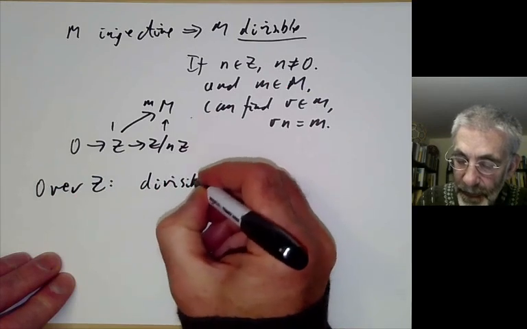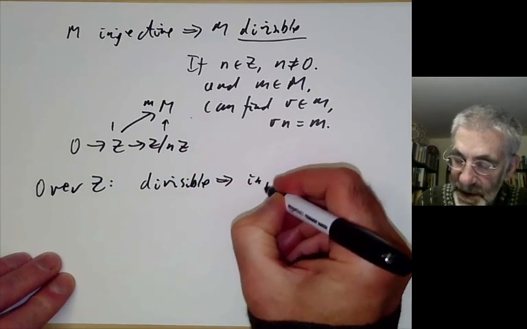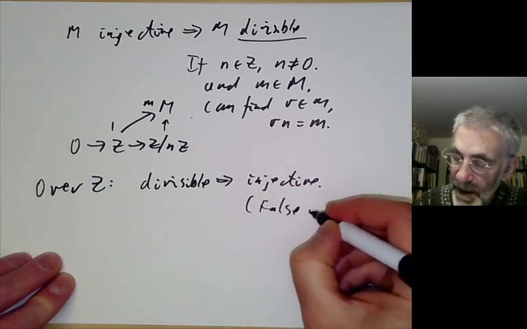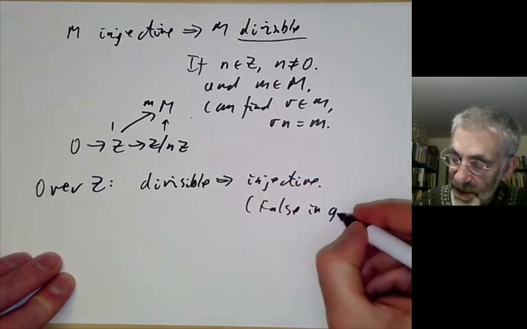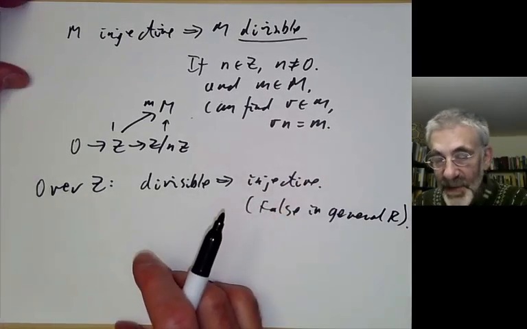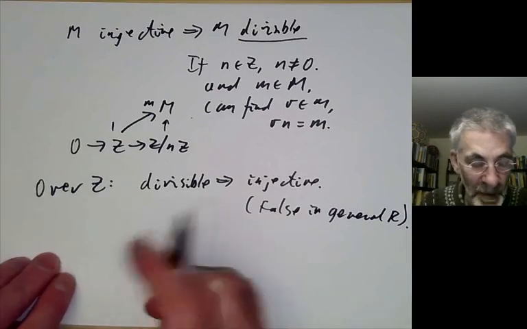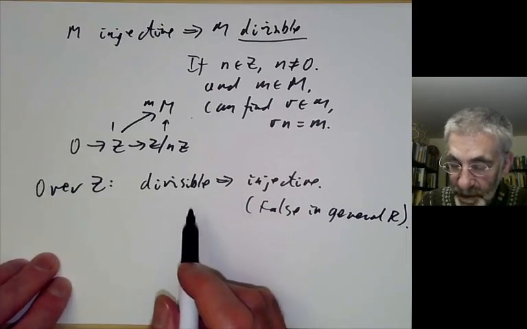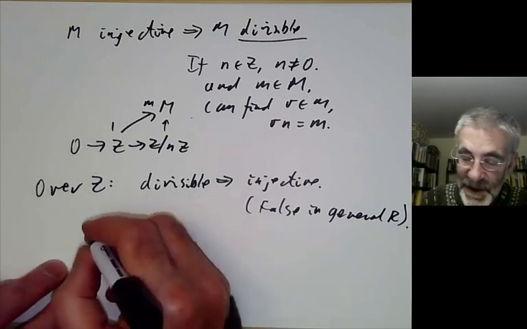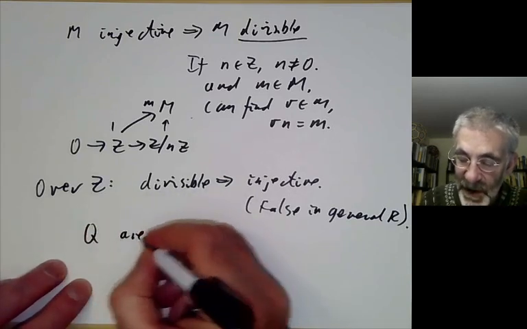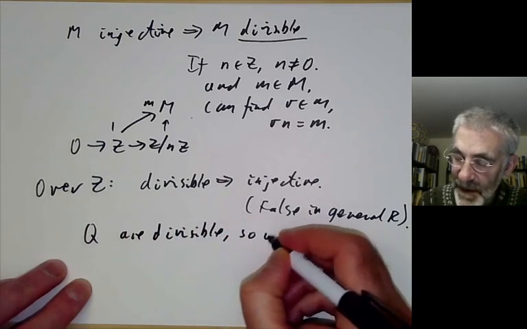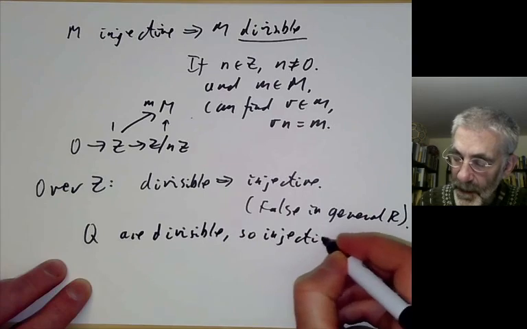Divisible implies injective. This is false for general rings. It's true for principal ideal domains, but not usually true for more complicated rings. And this makes it easier to find lots of examples of injective modules. For instance, the rational numbers are divisible, so they are actually injective.